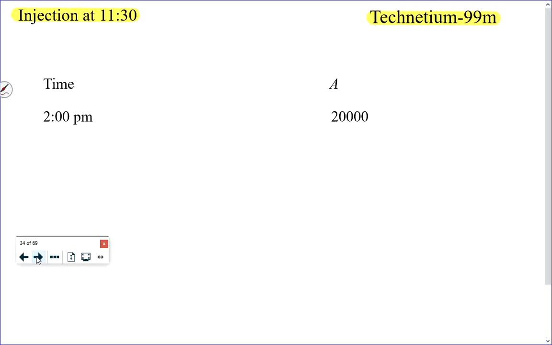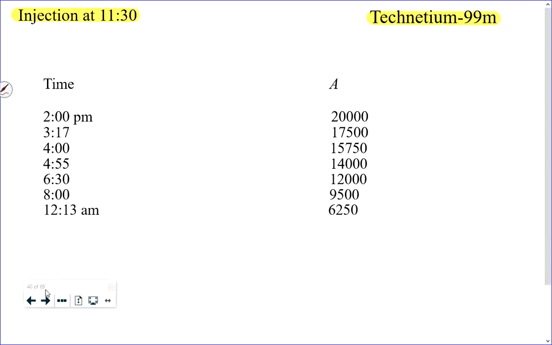I got the injection at 11:30, but I waited a couple hours sitting in my car with a Geiger counter for the blood to circulate. And then I decided to start taking readings. I breathed into the Geiger counter because I know that the lungs are organs that really have a lot of blood flowing around and diffusion happening. And it was 20,000 decays per second. And at 3:17 in the afternoon, it had dropped.